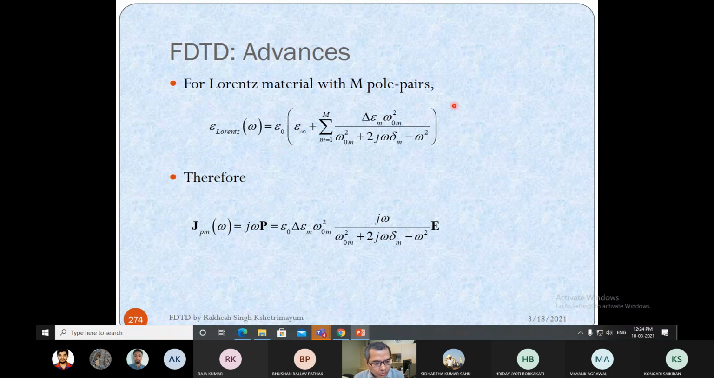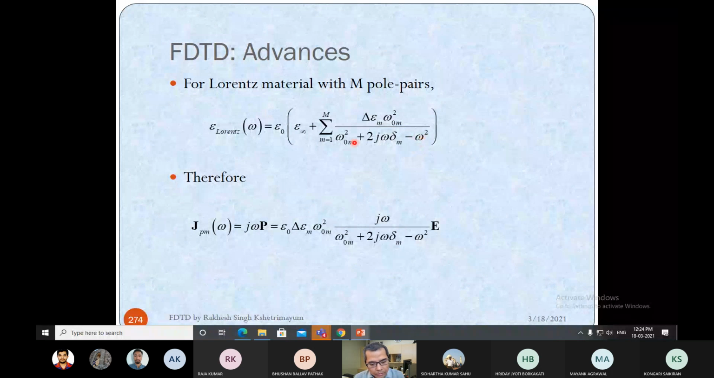If you have multiple pole pairs, so instead of having only one single pole pair, if you have multiple pole pairs, the second term here will be a summation with m going from 1 to capital M. Since you have omega squared here, this will have multiple poles. This will have a pole pair. Omega squared means it's like a quadratic equation. It will have two solutions. So that's why we call it a pole pair.